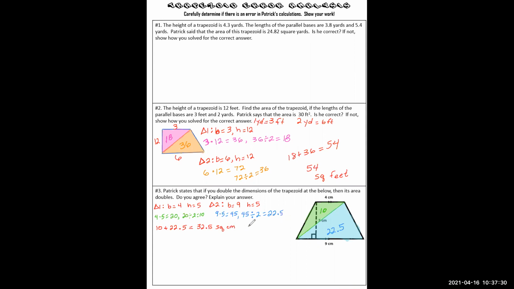But we're not done yet, because it talks about us doubling the dimensions. And we know that to double is to times it by two. And the dimensions are all of the measurements that we were given. So I'm going to go ahead and draw a new trapezoid, so that we can solve for a new trapezoid. I know we're doubling the measurements, but I'm just going to make this trapezoid small so that we have space. I just want us to be able to label.